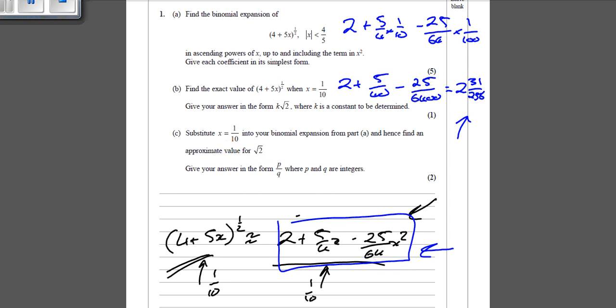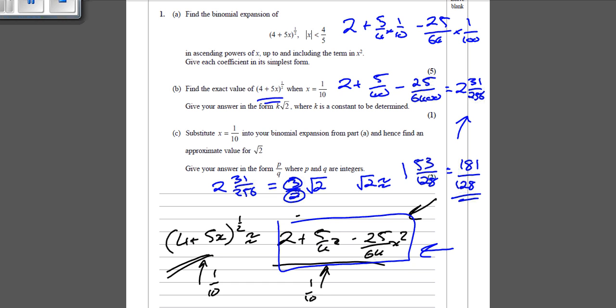So what we do here is we say that our 2 and 31 over 256 is roughly equal to 3 over 2 root 2, because we know that's what this equals. So if you want to get a value for root 2, we need to times by 2, then we divide by 3. So if we do that, we should end up getting root 2 is roughly equal to 1 and 53 over 128, but they want it in top-heavy fraction. So that's going to equal 181 over 128.